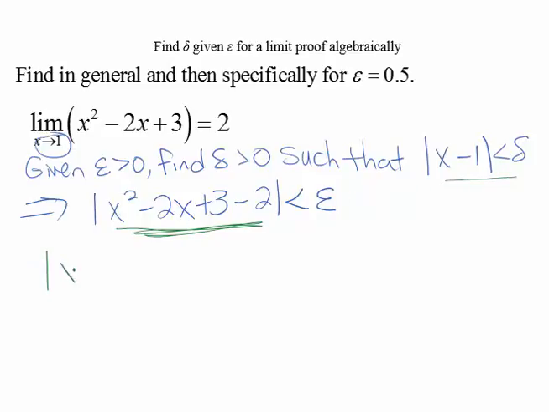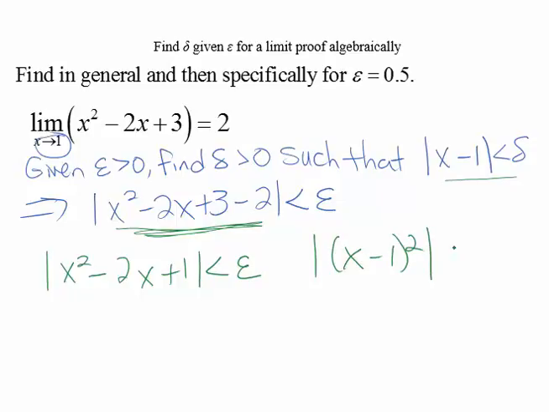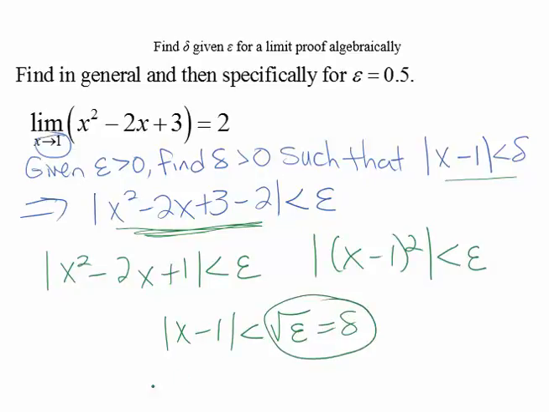So the first thing I'm going to do is combine like terms. So I've got absolute value of x squared minus 2x plus 1 less than epsilon, and that will factor into x minus 1, so I'm going to write as x minus 1 squared, and then I'm going to square root both sides, and I'm going to have absolute value of x minus 1 needs to be less than the square root of epsilon, so that is what we're going to let delta be.